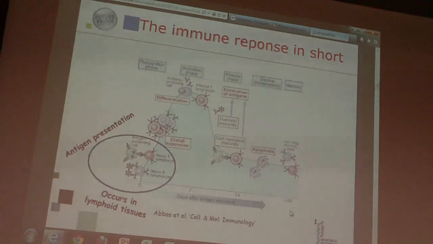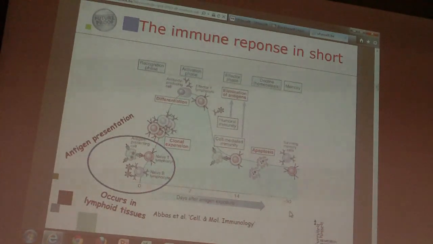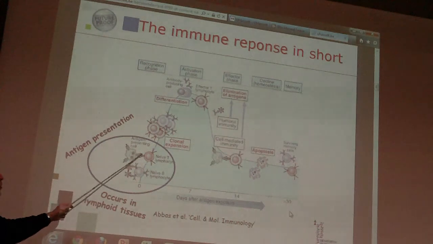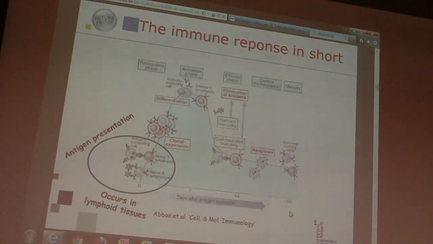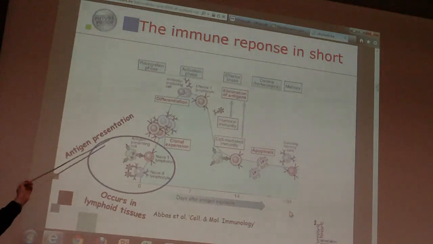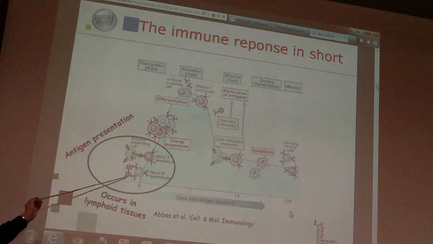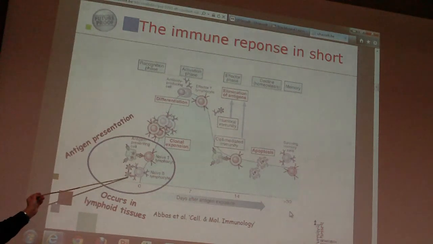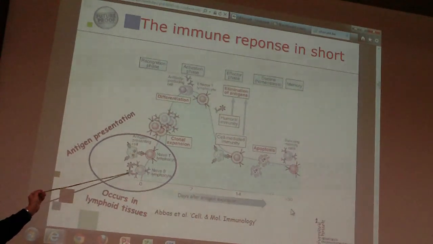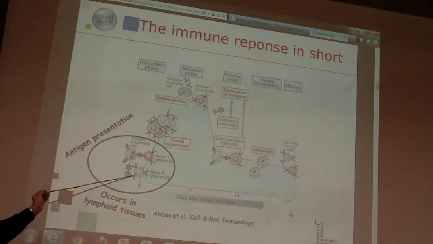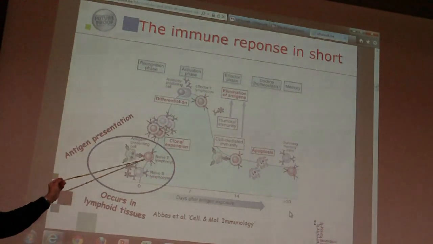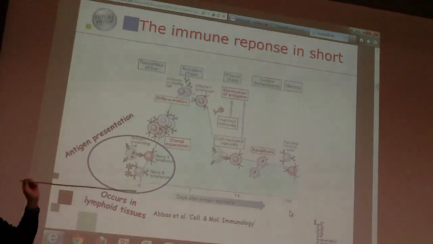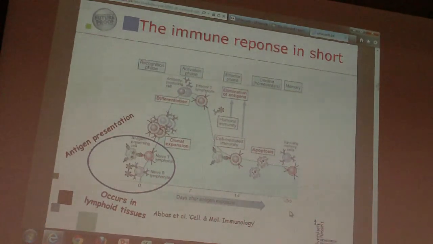Okay. So how does this all work? I told you, naive T cells and B cells are present in your secondary lymphoid organs, so you have the B cell zones and the T cell zones. Once they get in contact with your microbe, for instance, here you have a microbe that binds the B cell, or you have a microbe that is presented to your T cell, they get activated, and then you have clonal expansion.